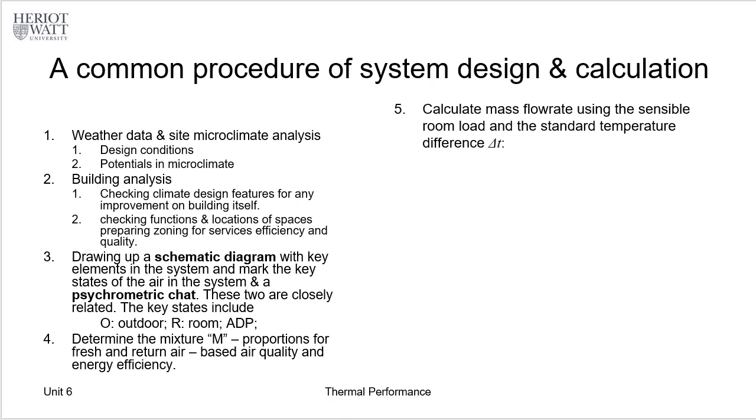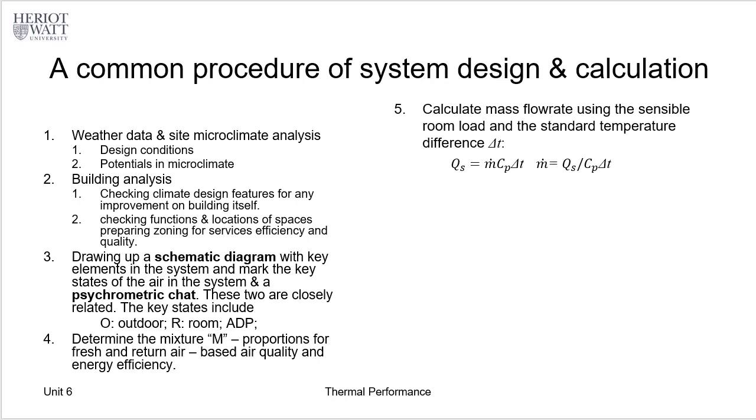And then the 4th one is we need to determine the mixing. We need to think about how much fresh air is needed. And then we just provide enough fresh air and the rest will be return air. This is to secure the fresh air needed for air quality and minimize the energy spent on air conditioning.